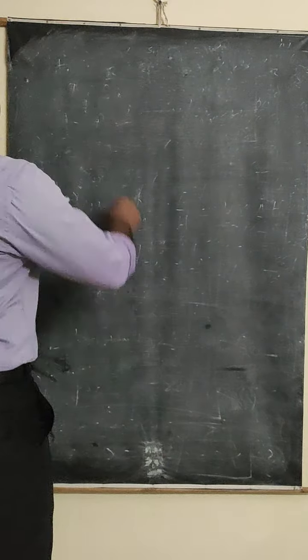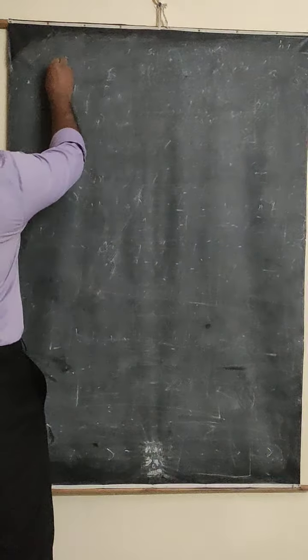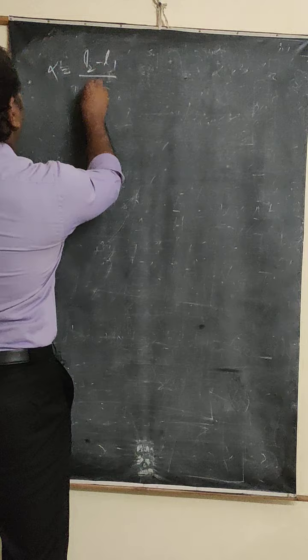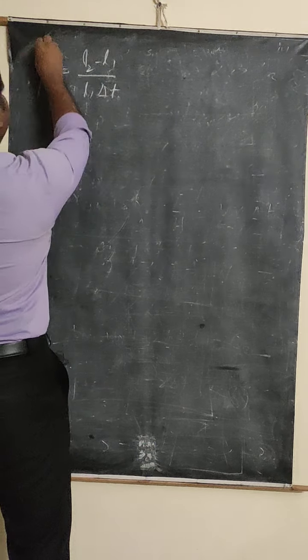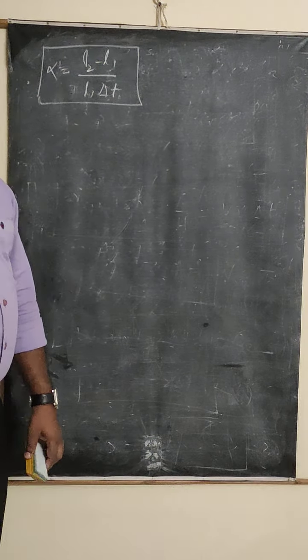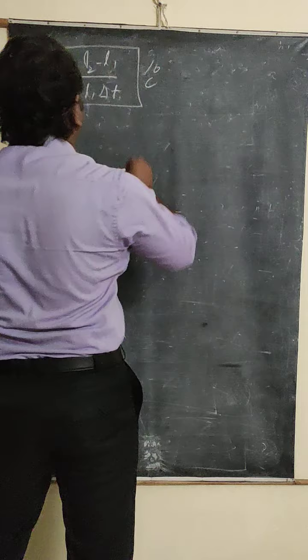So the linear expansion can be represented by alpha. Alpha is equal to L2 minus L1 by L1 into delta T. This is the formula to find out the coefficient of linear expansion. I already told you that the coefficients of expansion, in solids, liquids or gases, have the same units, and the units are per degree Celsius.